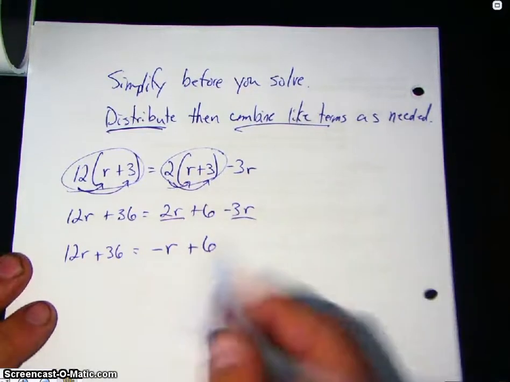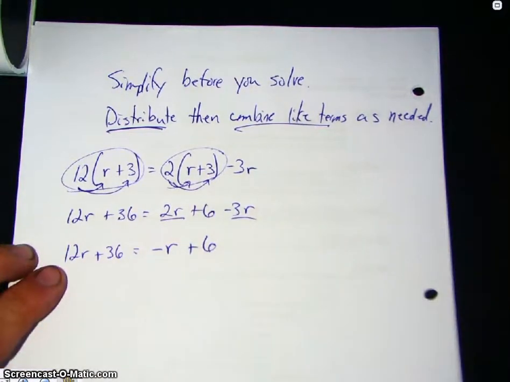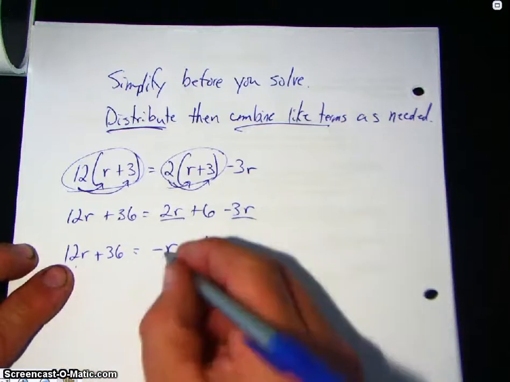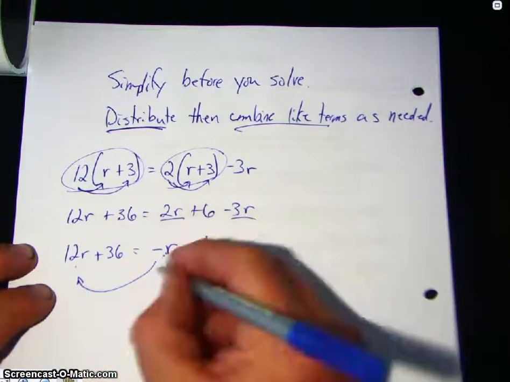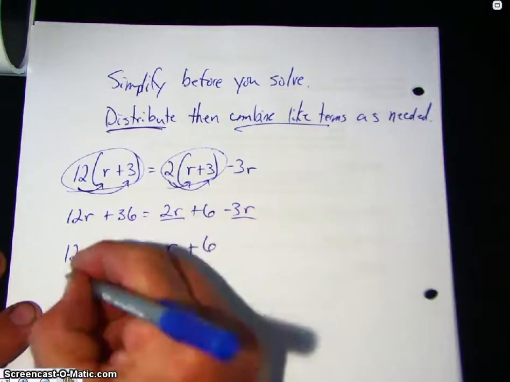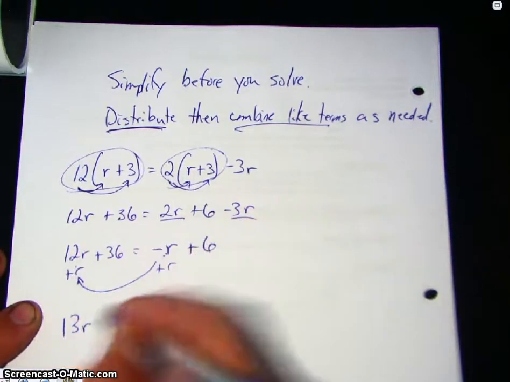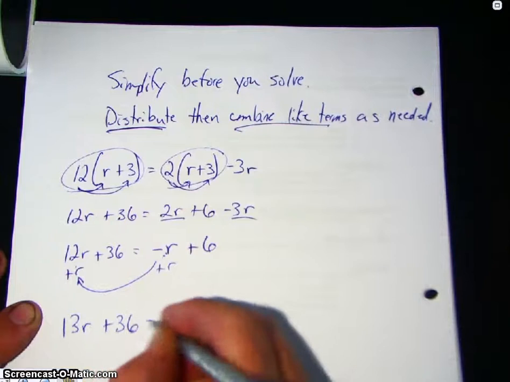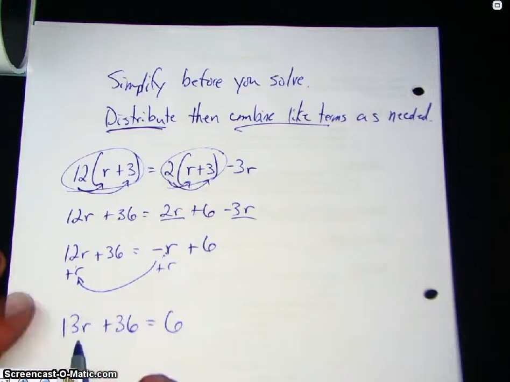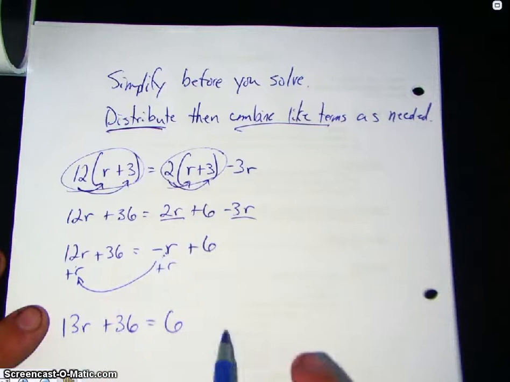So the first thing I want to do is get all the r's onto the same side. This is a positive and this is a negative, so therefore I'm going to take this one over to here. So I like to work with positive values. So I'm going to add r to both sides, so that gives me 13r plus 36 equals 6. All right, so all the r's are on one side because there's nothing over here for r's.